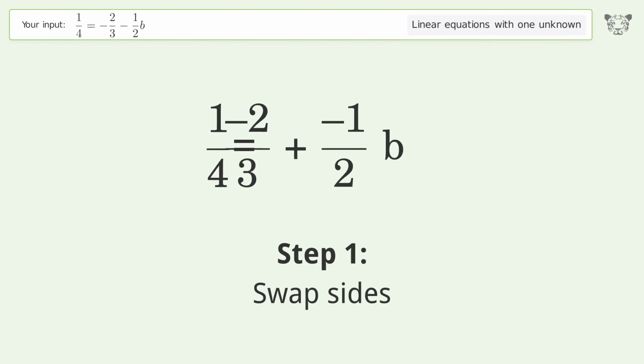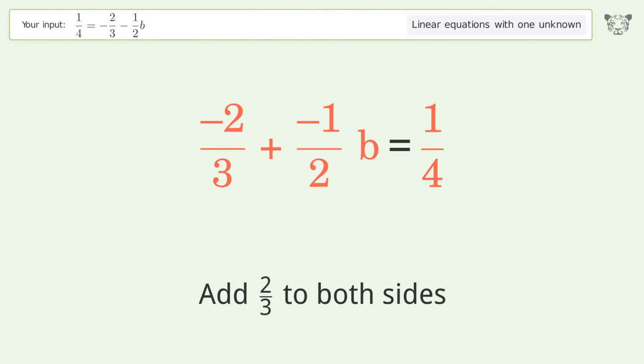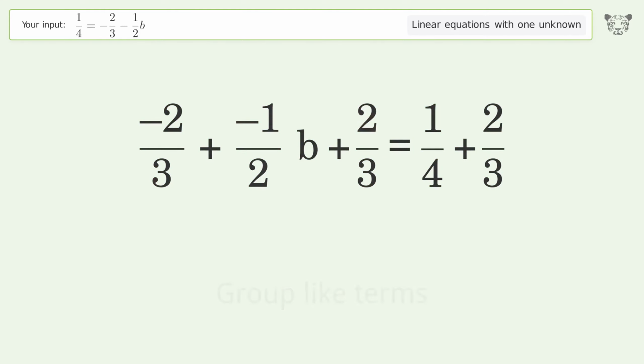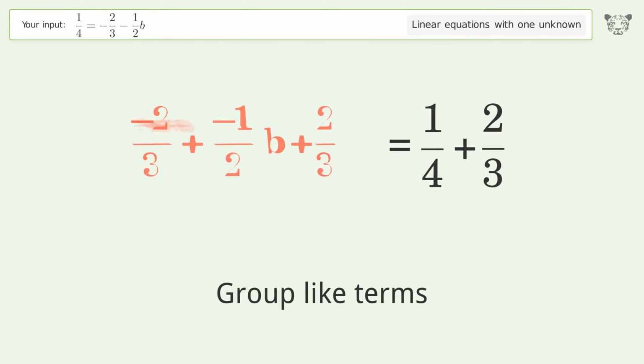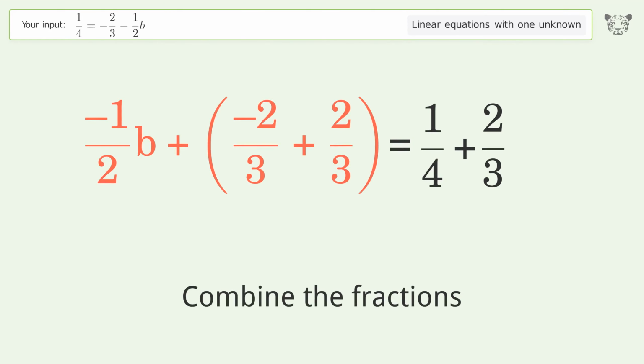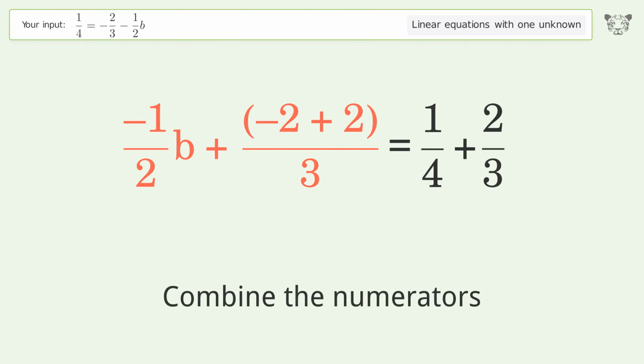Swap sides. Group all constants on the right side of the equation. Add 2/3 to both sides. Group like terms. Combine the fractions. Combine the numerators.